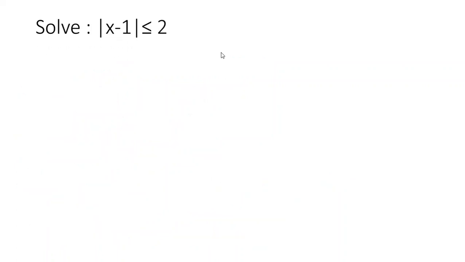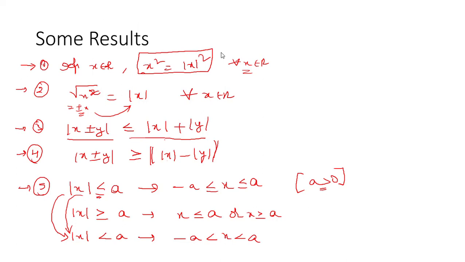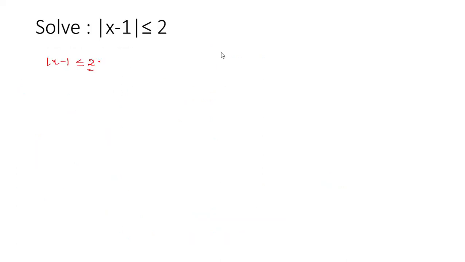And now let's solve this problem. Mod x minus 1 is less than or equal to 2. So we can use this result. We know if mod x is less than or equal to a, then this implies that minus a is less than or equal to x, which is less than or equal to a. So this implies that minus 2 is less than or equal to x minus 1, which is less than or equal to 2.